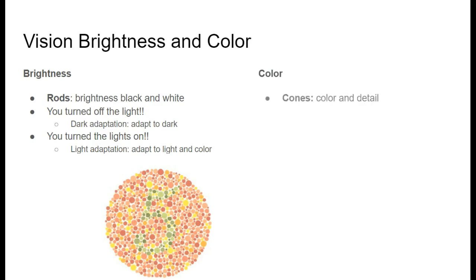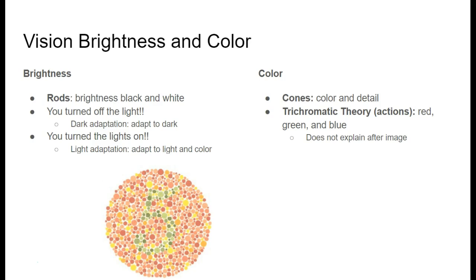How do we see color? We see color because of cones on the back of your eyes, on the retina, where we have rods. We also have a significant amount of cones. And these cones allow us to see color, and there are two theories. The first is the trichromatic theory. This is that we see red, green, and blue, and then combinations of those three colors. However, what it does not explain is what we call the after image.